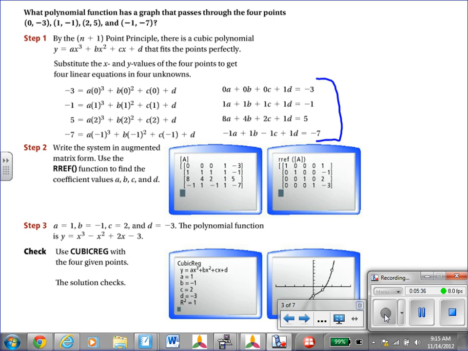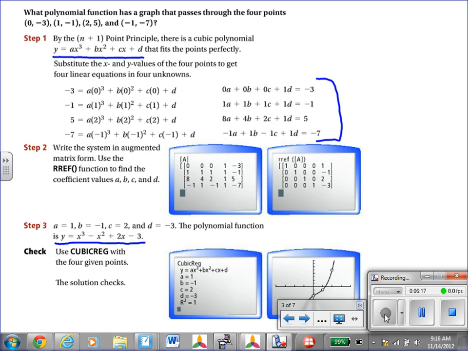So we have all of that typed in, and then we do that reduced row echelon form on the calculator, and it gives us A is 1, B is -1, C is 2, and D is -3, and we plug those back into this function right here. Okay, so we would get y equals x cubed, right? Everybody see that? Minus x squared plus 2x minus 3. And that would be our answer. It's right here. Okay? That's one way of doing it.